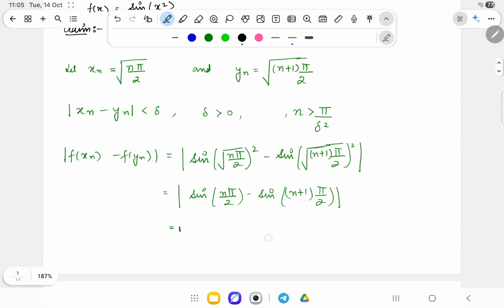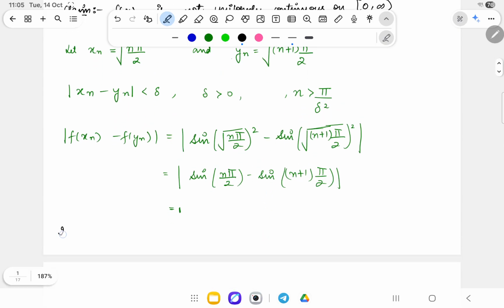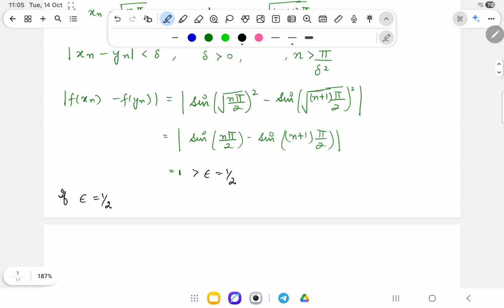So if I choose my epsilon equal to 1 by 2, then ideally for it to be uniformly continuous this should be less than epsilon, but for epsilon equal to 1 by 2, this is greater than epsilon. So this contradicts my statement. So we got a contradiction.